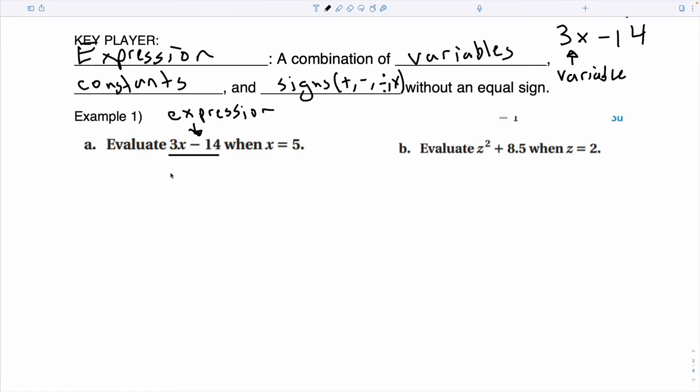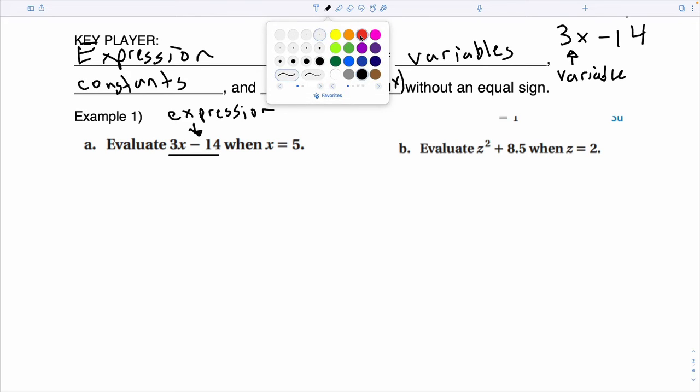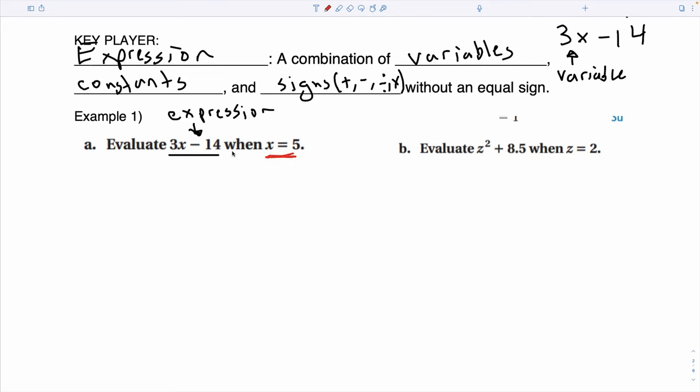So, first example, it says evaluate. Evaluate is the same thing as simplify. You might see that word too. Evaluate 3x minus 14 when x equals 5. You have an expression to the left. Then they give you a clue to the expression. They say that x is equal to some number. X is equal to 5 is what they're telling you.